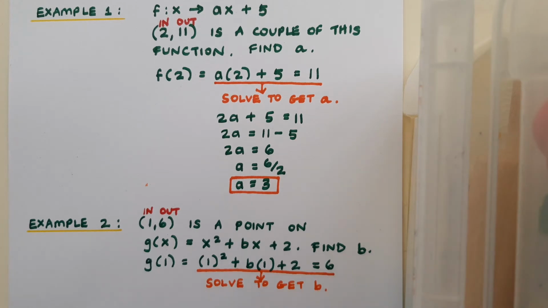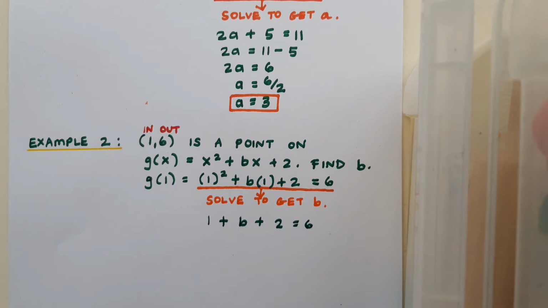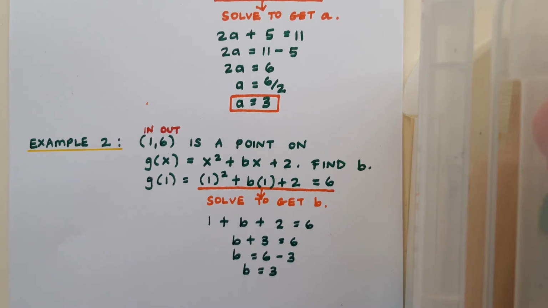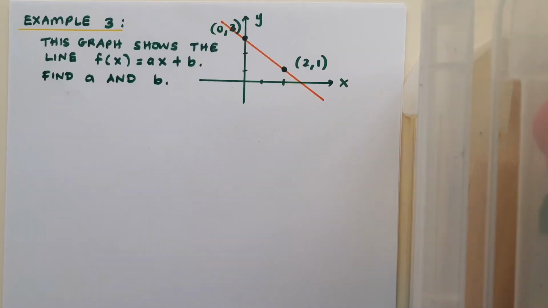And now I'll tidy this equation up a little bit and solve it to get b. So I have 1 plus b plus 2 equals 6. I can add the 1 and the 2, so b plus 3 equals 6, and then I'll just get b by itself. So b equals 3 is my solution for this question. Okay, now we're going to look at example 3.